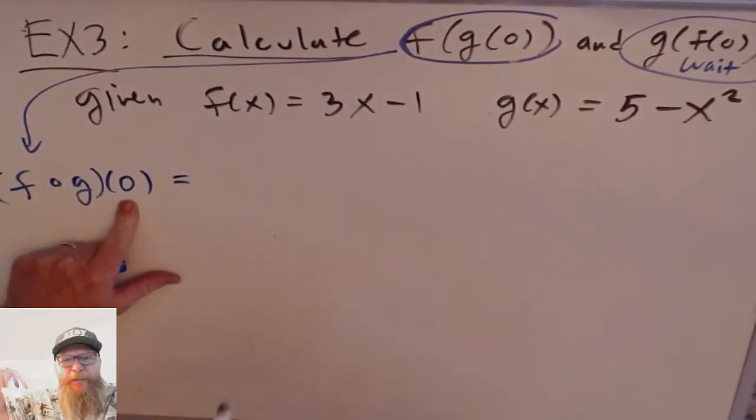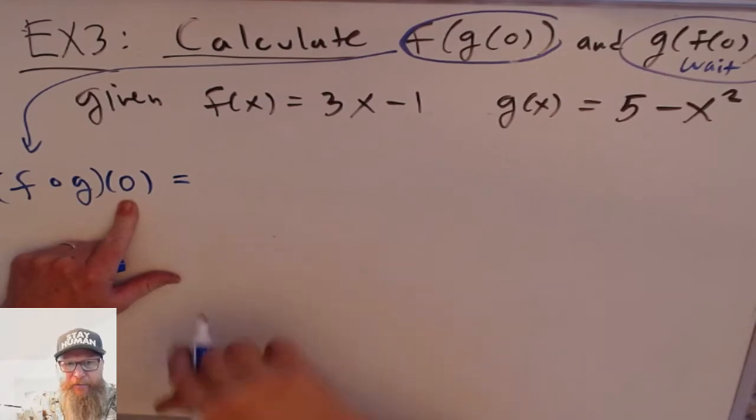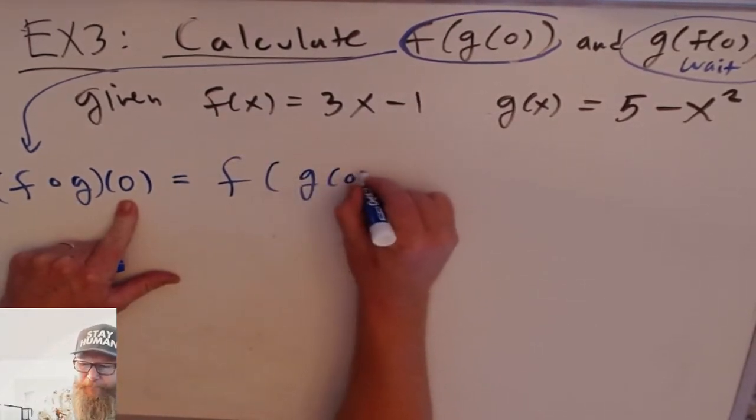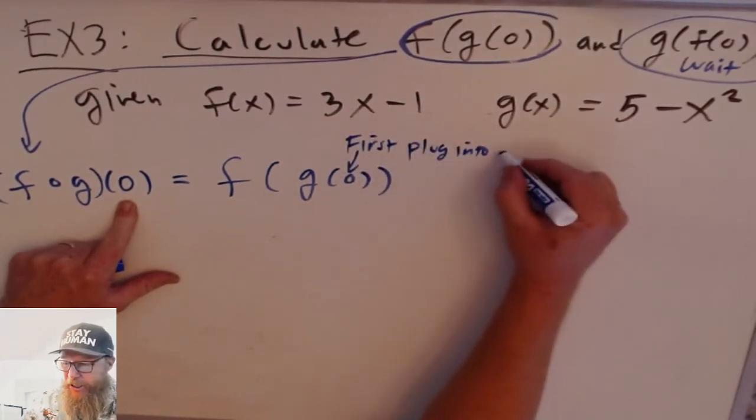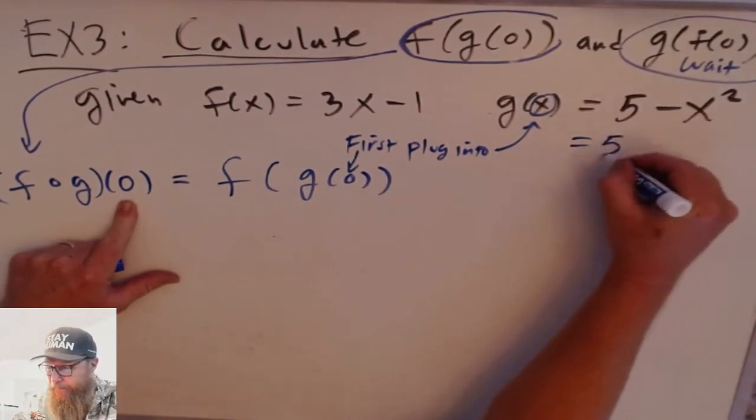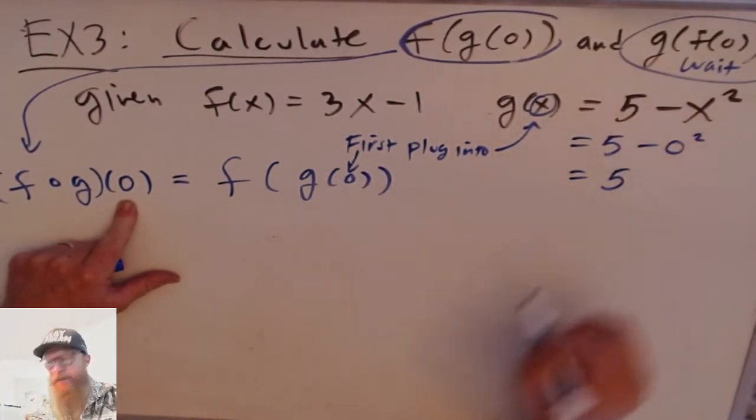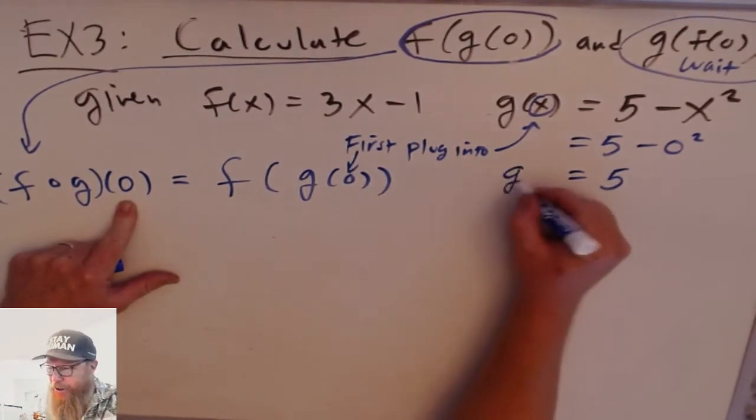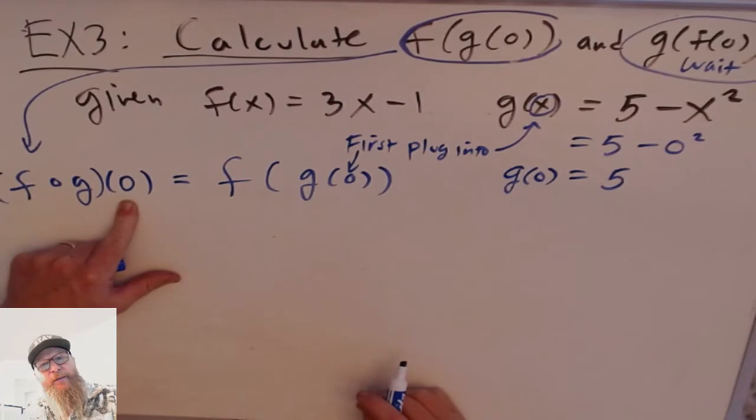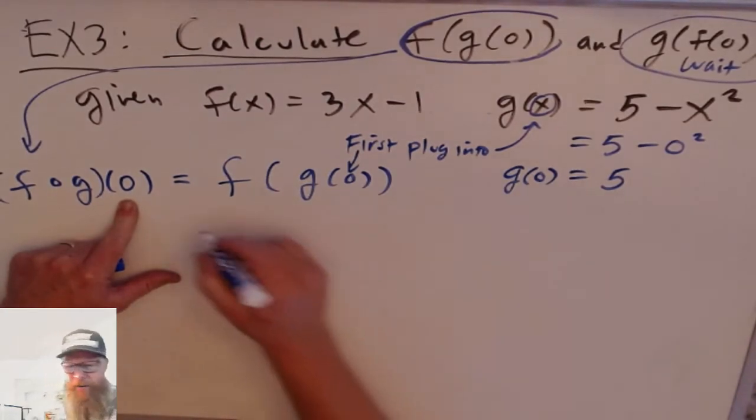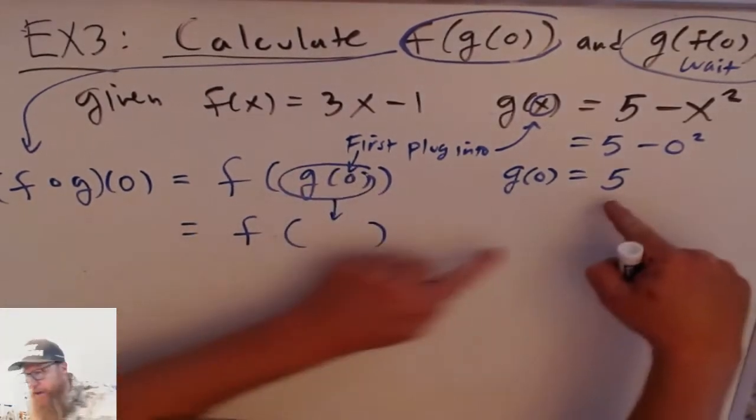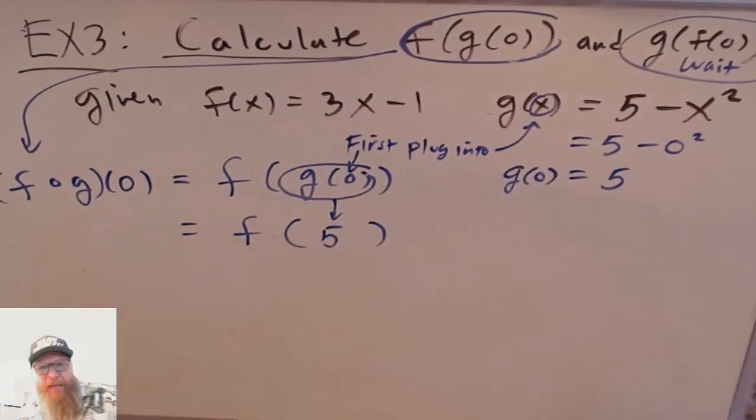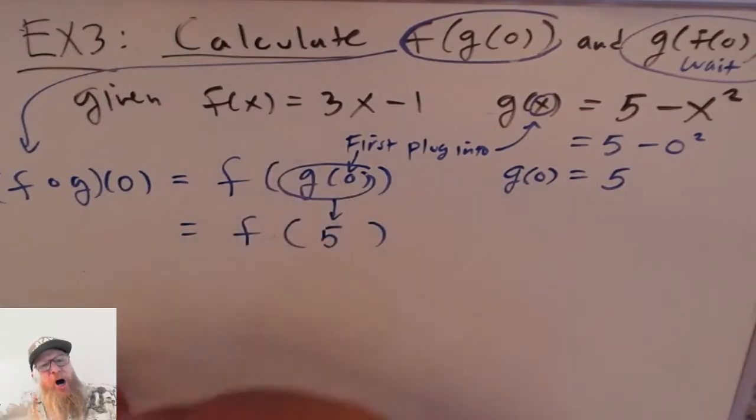So now we're actually plugging a number into the function. First, plug into G. So that's G of 0. Now, replace G of 0 with 5 because you now know that G of 0 is 5. That's that, the baton is being passed.